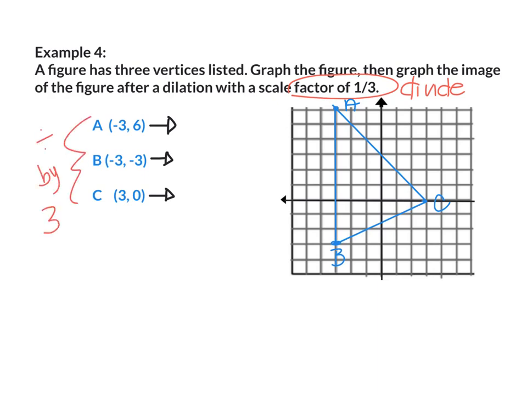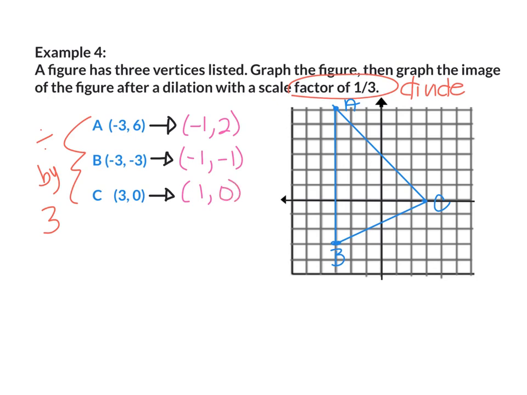Now I'm going to divide each of my coordinates by 3. And we'll start with A. So -3 divided by 3 will give me -1. 6 divided by 3 will give me 2. Now B, -3 divided by 3 will give me -1. And -3 divided by 3 will again give me -1. Now for C, 3 divided by 3 will give me 1. And 0 divided by 3 will give me 0.